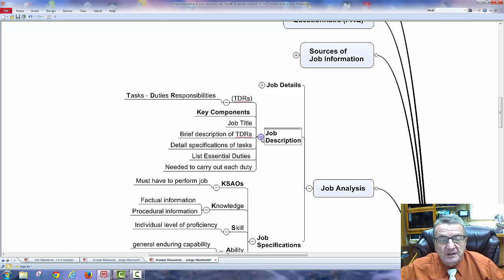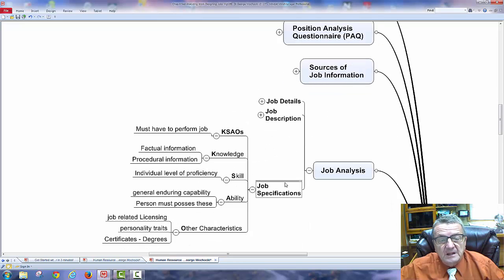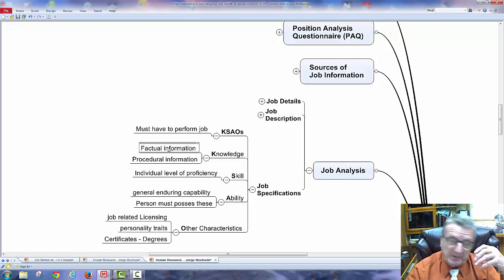Essential duties: I need to carry out a duty. Now, the other one is, if I'm looking at this cascade, it's basically knowledge, skills, ability, and other characteristics. Factual information: what knowledge do you actually need about a job? If I'm doing engineering, I should know how to do math. I should know some engineering. If I'm doing accounting, I should know the function, basically, what the balance sheet is. I should know what accounts receivable are. I have to have the functionality.